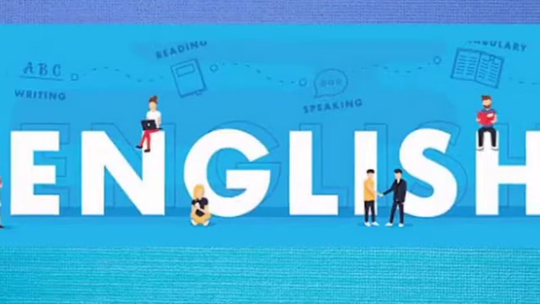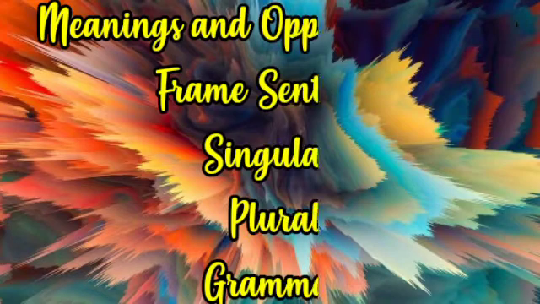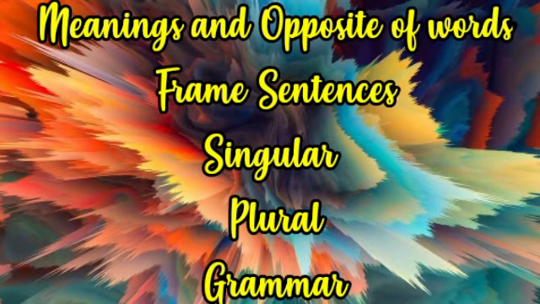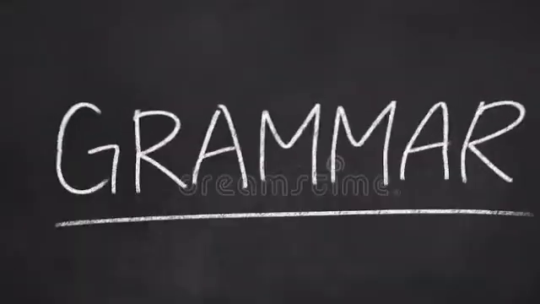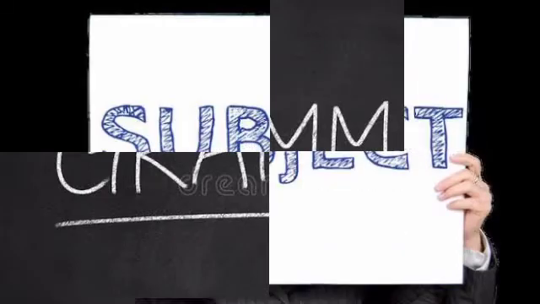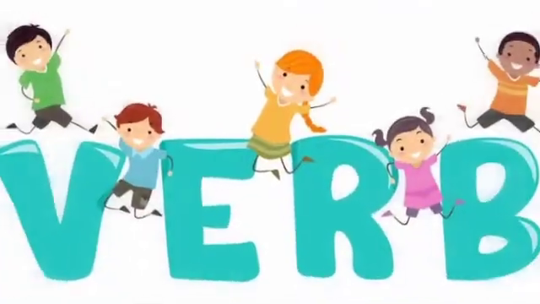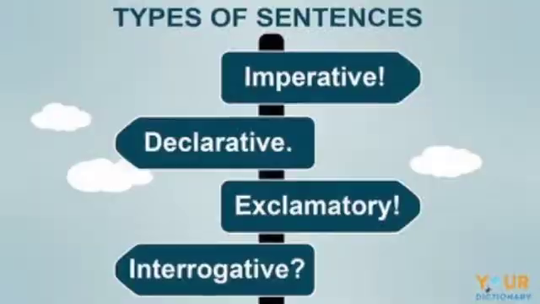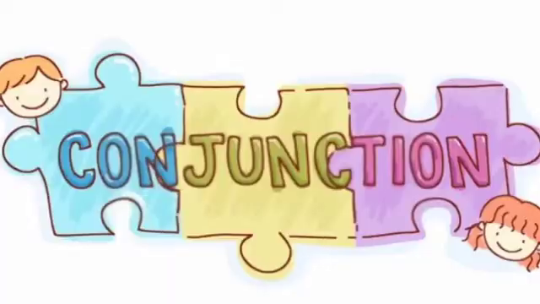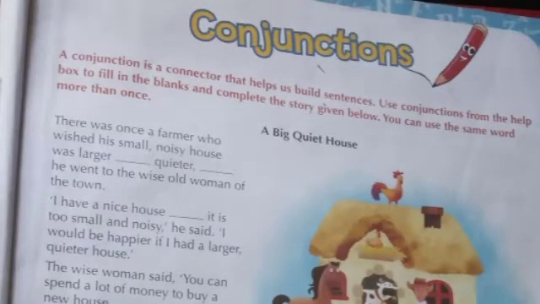You like English because you can learn meanings and opposites of words, frame sentences, singular and plural, grammar, as well as communicate with others in English. What did you learn in grammar? Subject, verb, tenses, articles, types of sentences, conjunctions, etc. Today we are going to learn about conjunction.